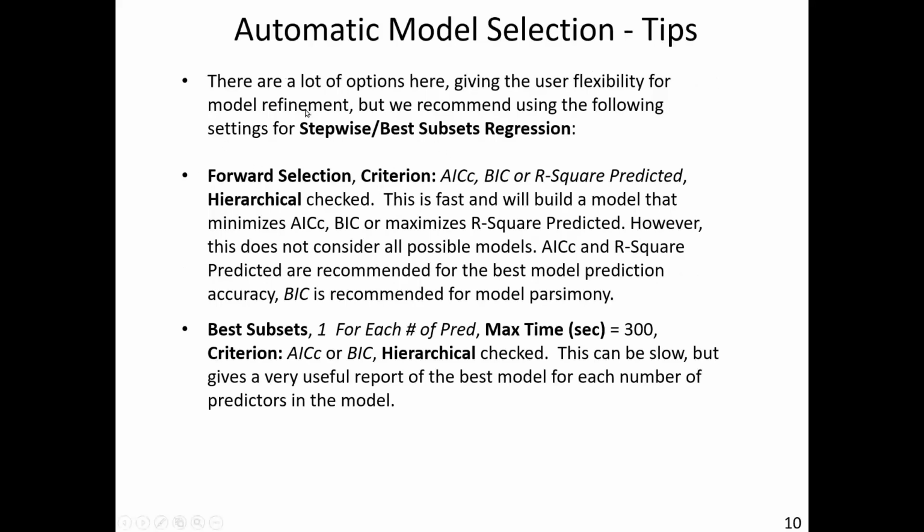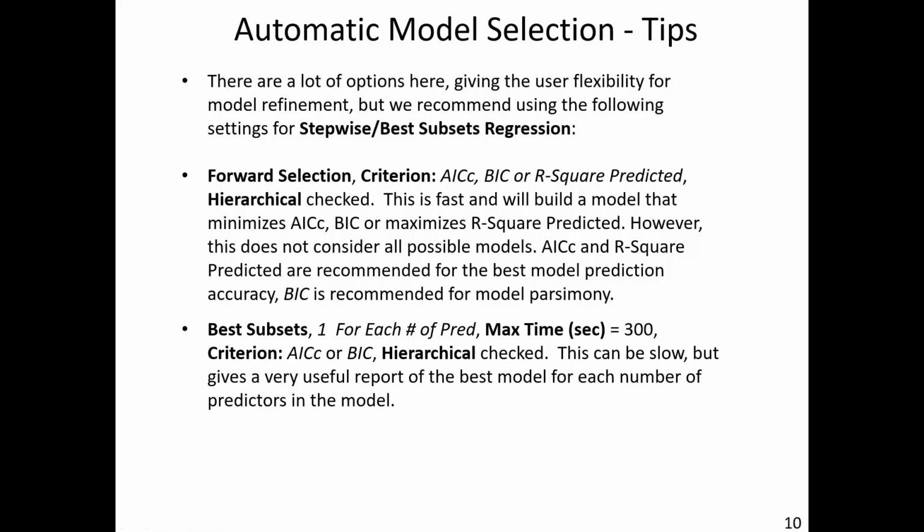Okay, so some tips. There are a lot of options here, giving the user flexibility for model refinement. And as I mentioned, it's very easy to use the recall dialog and try different things out and see what you get. But I just want to give some guidelines, best practices, recommended settings. The first is forward selection with AICC, BIC, or R-square predicted. Actually, of the three, I recommend R-square predicted because, again, that's your leave one out cross-validation. So it's a very nice way of doing it.